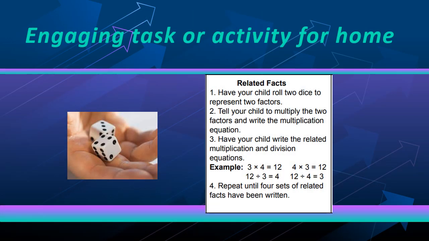Related facts is an example of an at-home activity that parents can find in the parent letter. For this activity, students take two dice. When they roll the dice, those are the two factors, and then they find all of the related multiplication and division equations, or the equations that would be in the fact family. They can also set maybe a number of points to make it a little more competitive.